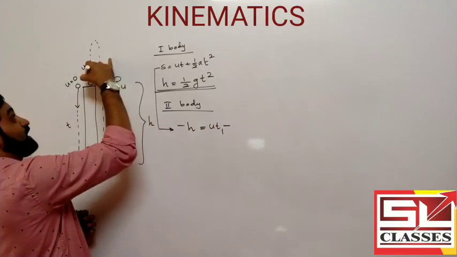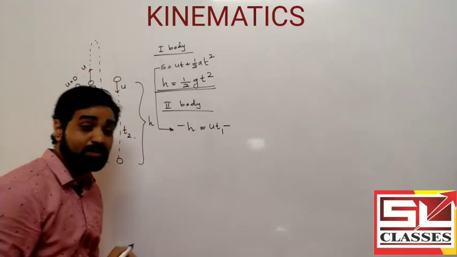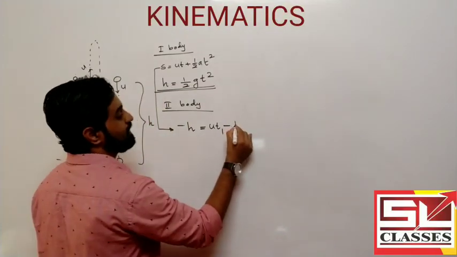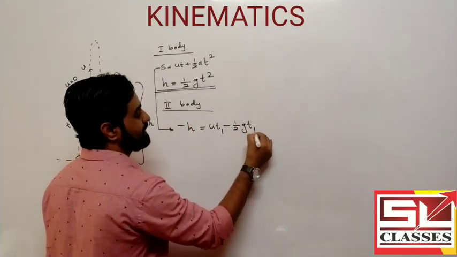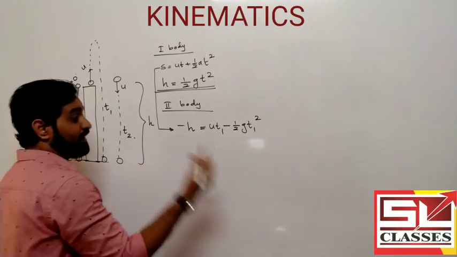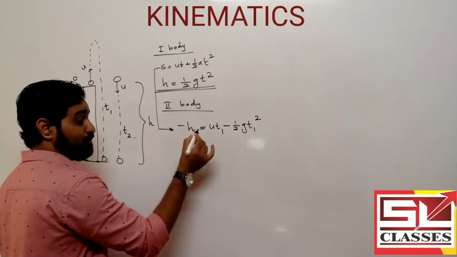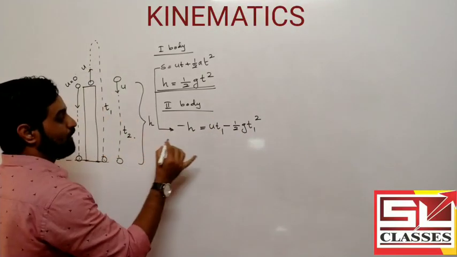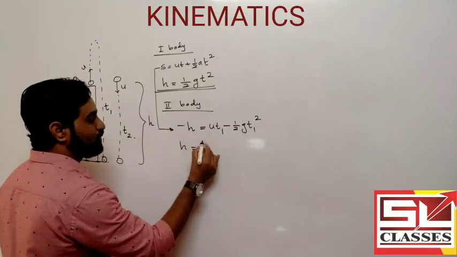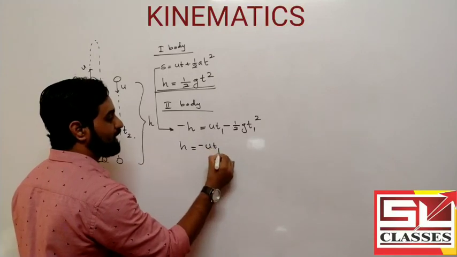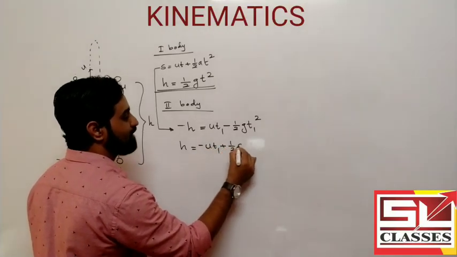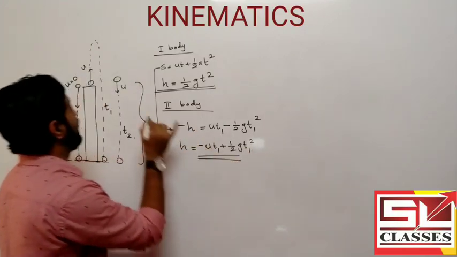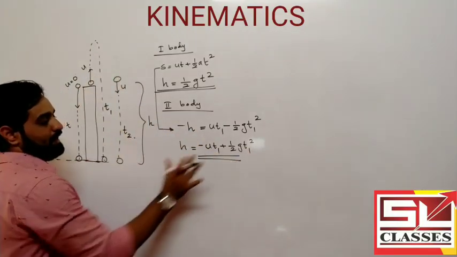minus, the body first moves in the upward direction. So when the body moves in the upward direction, we take the acceleration as negative. So minus half g t1 square. Or we can write this is minus h. We can multiply with a negative in the left side and right side. So we can write h equal to minus u t1 plus half g t1 square. That is the equation for the second body. Okay, let it be there.